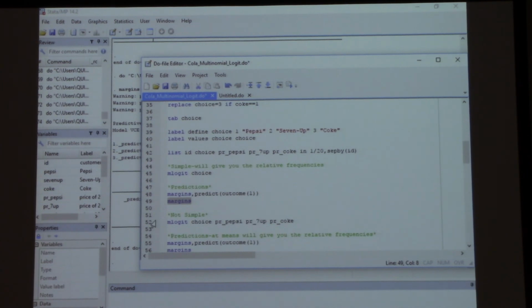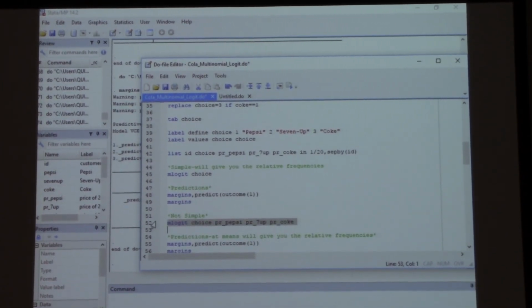All right, so let's add in these prices. Not simple. So here's our choice based on the prices of Pepsi, 7-Up, and Coke, not on the relative prices.